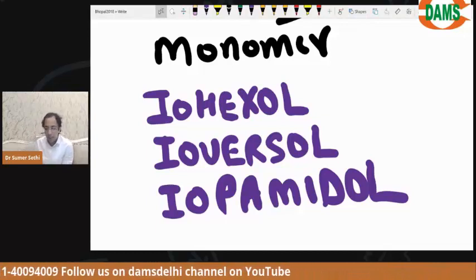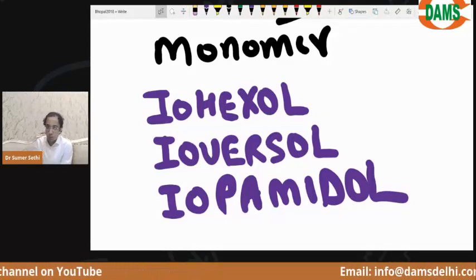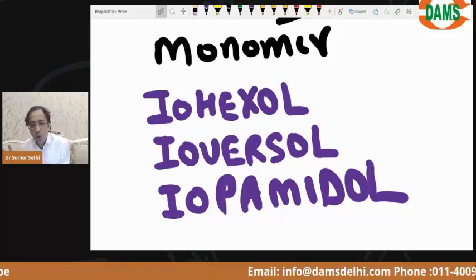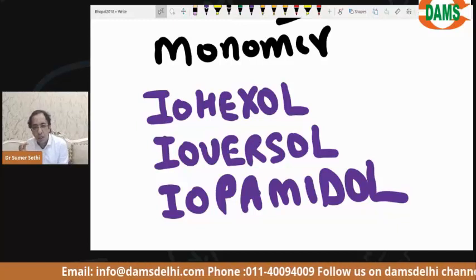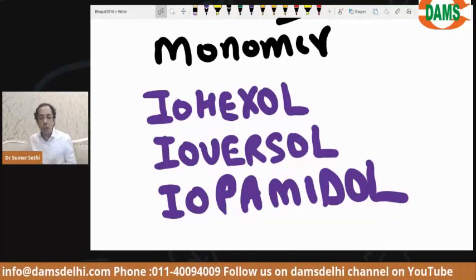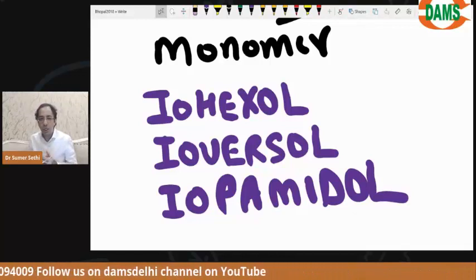Now I see some questions here. Some students are asking, sir, why are we giving gastrographin? Why not barium? Look, barium is not soluble in water. So if you have perforation and you give barium, it will go to the peritoneum and get stuck there. It will not be able to come out because barium is not water soluble.